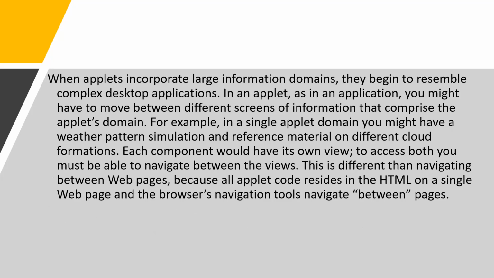In an applet, as in an application, you might have to move between different screens of information that comprise the applet's domain. For example, in a single applet domain you might have a weather pattern simulation and reference material on different cloud formations. Each component would have its own view. To access both, you must be able to navigate between the views. This is different than navigating between web pages, because all applet code resides in the HTML on a single web page, and the browser's navigation tools can only navigate between pages.